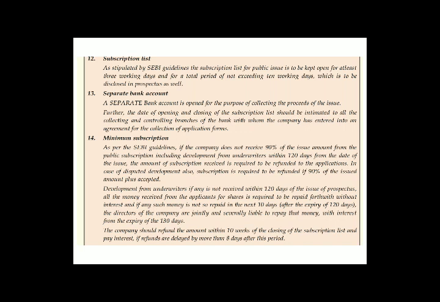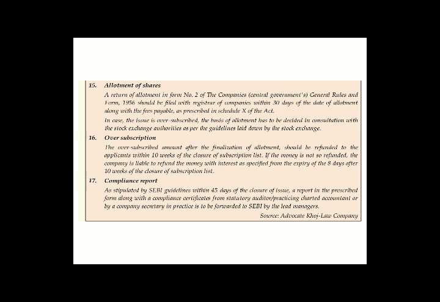After the minimum subscription process in a public offering, we will allot shares to the respective shareholders who have subscribed for the shares of the company. A return of allotment in Form number 2 of the Companies Act, Central Government's General Rules and Forms, 1956 should be filed with the Registrar of Companies within 30 days of the date of allotment, along with the fee payable as prescribed in Schedule 10 of the Act. In case the issue is oversubscribed, the basis of allotment has to be decided in consultation with stock exchange authorities as per the guidelines laid down by the stock exchange.